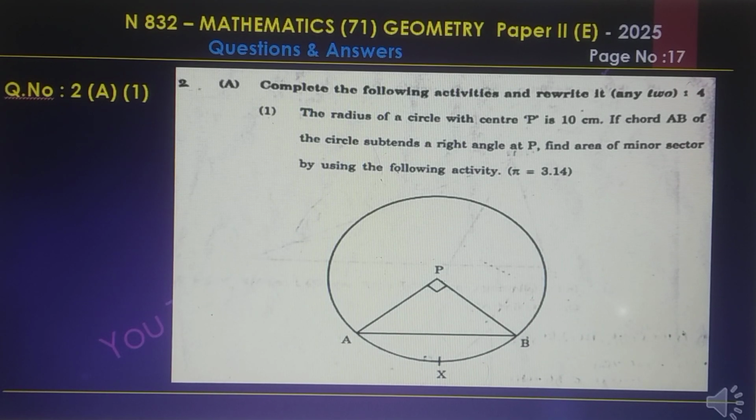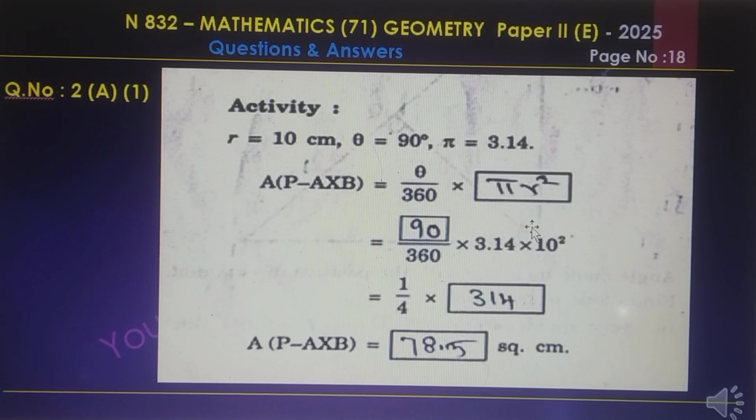Question number 2A1. The radius of the circle with center P is 10 cm. If chord AB of the circle subtends a right angle at P, find the area of the minor sector by using the following activity. Pi equal to 3.14. Here is the activity value. The formula is pi r square into 90 upon 360. We are getting 3.14 into 100, we are getting 314, and finally 78.5 square centimeter.